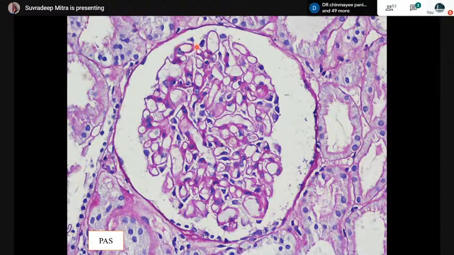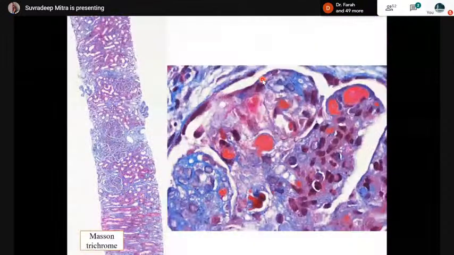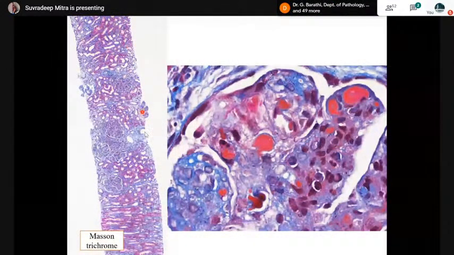But look at the glomerular basement membrane in PAS stain, which is nice, and here you can compare this basement membrane with the tubular basement membrane, and you can see that there is global thickening of the glomerular basement membrane. Also, many other structures are very nicely visualized in PAS stain, but the most important is the glomerular basement membrane. The Masson trichrome stain is mostly used for two very important purposes.